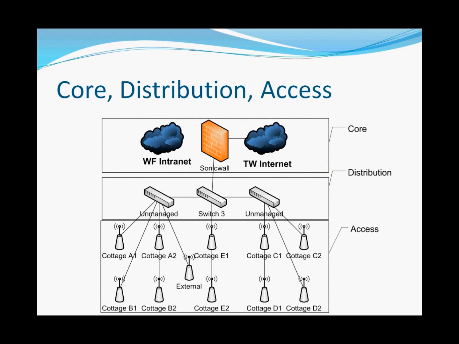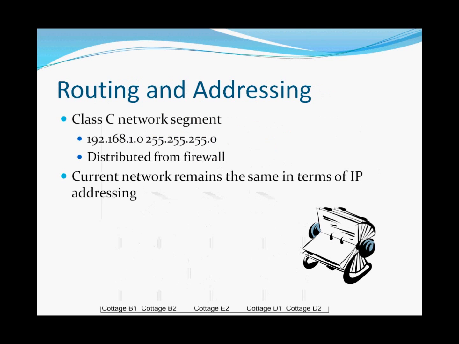As you can see by this diagram, I'm employing a core distribution access topology. Within the core, there is a SonicWall firewall, which is connected to the Time Warner Internet, as well as the WF intranet, which is the rest of the network segmented away from this exact project. The distribution consists of switch number 3, as well as both unmanaged switches. And then, of course, we have access, which are all the access points, and presumably the computers connecting to them, which are excluded from this chart.